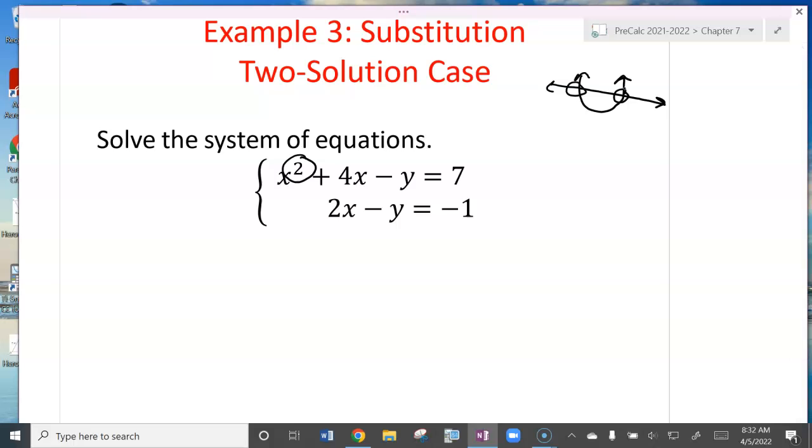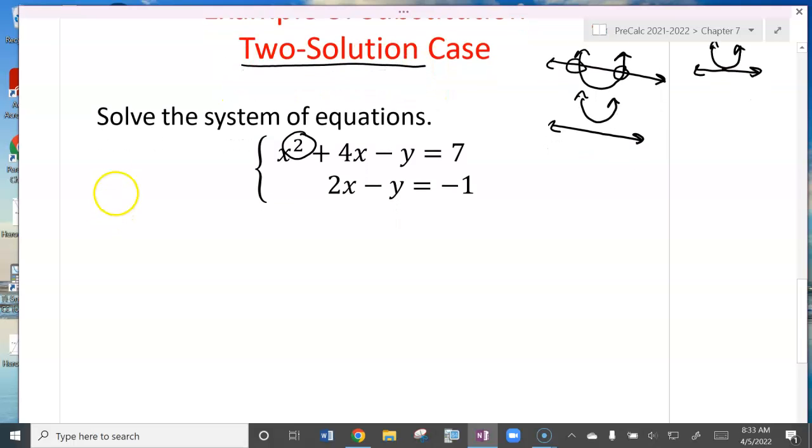It's also possible, here's your parabola, here's the line, so you can get no solutions. Or here's the parabola, here's the line, so you can get one solution. So you have three possible cases. You can have two solutions, one solution, or no solutions. The one we're doing here is going to be a two-solution case.